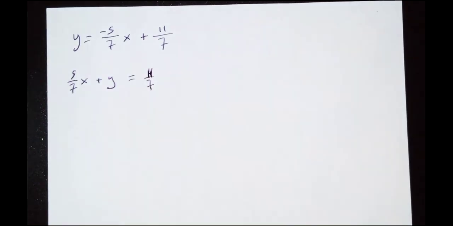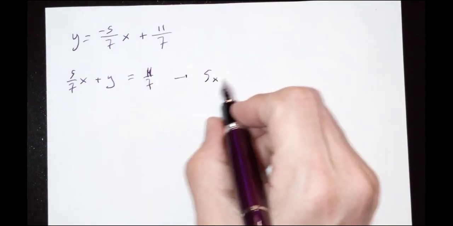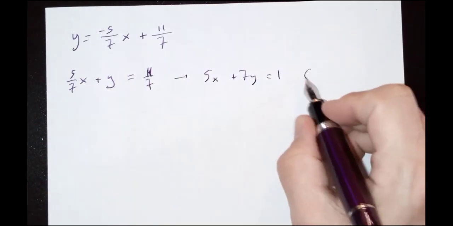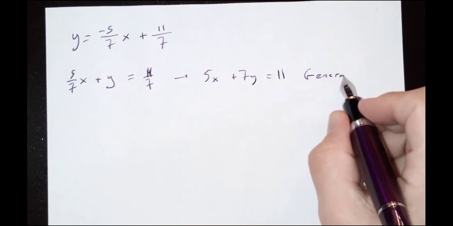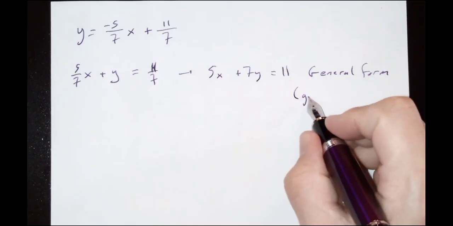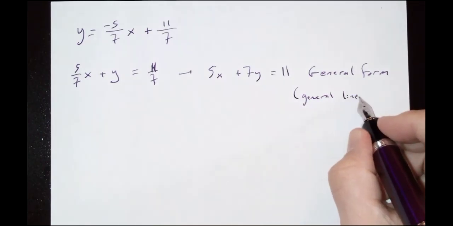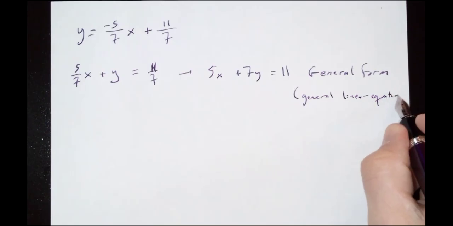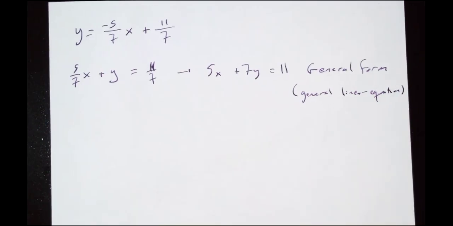It's not a requirement, but I think it's nicer if everything is an integer in this. So I'm going to multiply by a common denominator, which in this case is just 7. And this is referred to as the general form of a line, or sometimes called a general linear equation. This is most commonly seen when we do simultaneous equations.